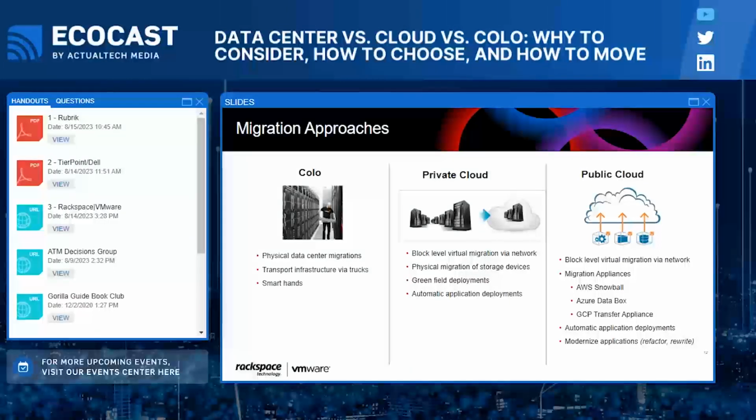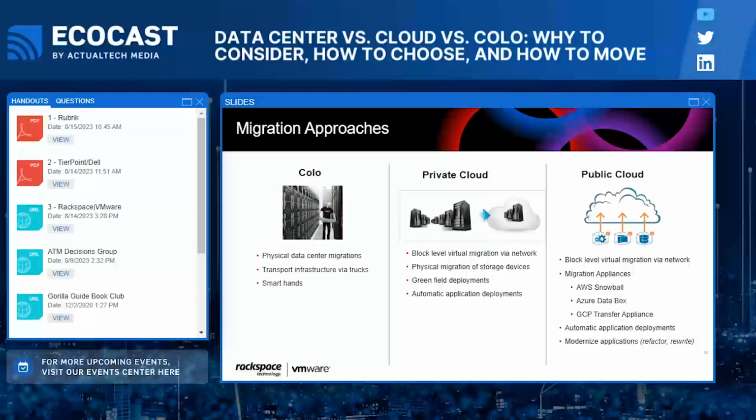And then for public cloud, kind of similar. We can do block level virtual migration via the network. We can use migration appliances for each of the three main hyperscalers. For AWS, they have Snowball, Azure has Databox, GCP has a transfer appliance. So this is where you have tons of data and it's kind of prohibitive to actually do the migration across a network connection, prohibitive in terms of price, prohibitive in terms of performance, whatnot. So you can just use a migration appliance, move the data physically, and then upload it into the cloud platform.